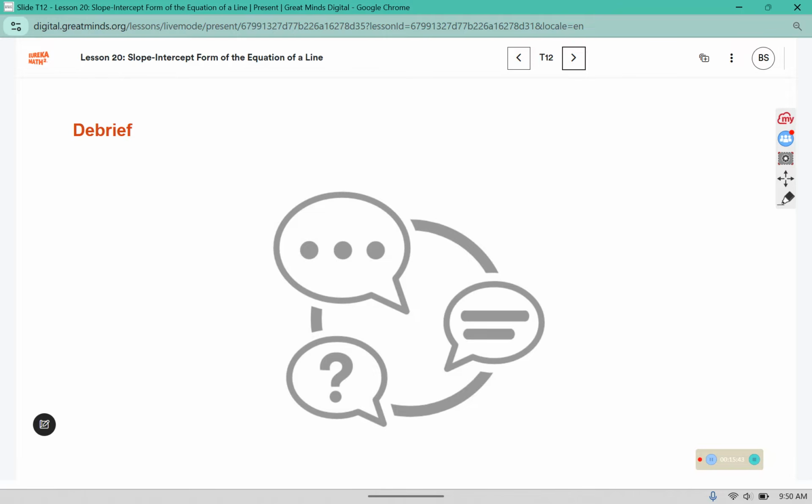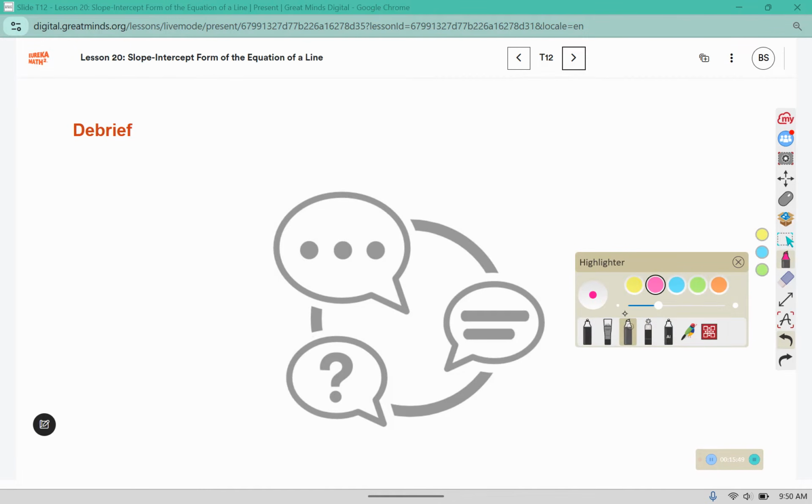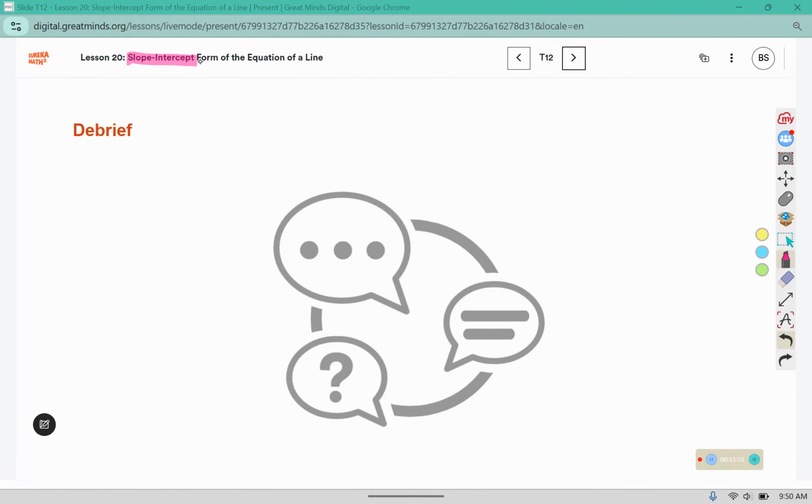That's all for lesson 20. We'll continue working with this format, which is called slope-intercept form, and other forms of equations for lines in upcoming lessons.